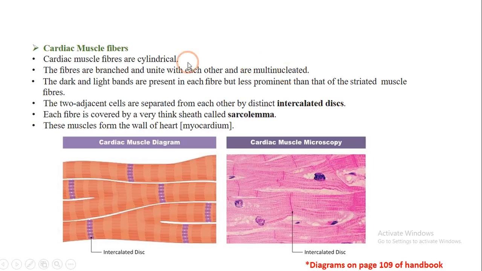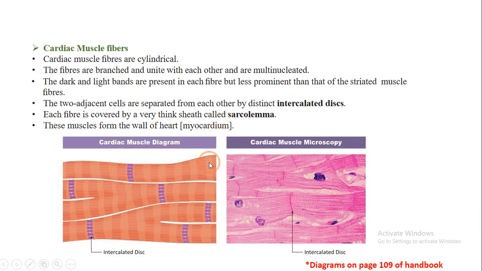Now let us see the next one, that is the cardiac muscle. So cardiac muscle fibers are cylindrical, and the fibers are branched, okay, and they are united with each other, and also they are multinucleated. Now as you can see, just like the striated muscles, the cardiac muscles also have the light and the dark bands, which are very prominent, and the two adjacent cells are separated from each other by a distinct intercalated disc.